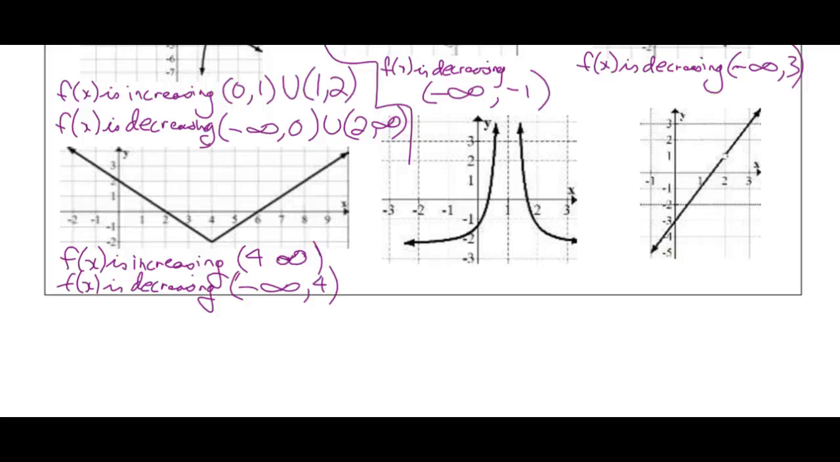So, where is it increasing? So ultimately, the question will be, what are the intervals of increase and decrease? And so you will say f of x or g of x, the function is increasing on some interval, and decreasing on some interval. So what was that? f of x is increasing from negative infinity to 1, and f of x is decreasing from 1 to infinity.